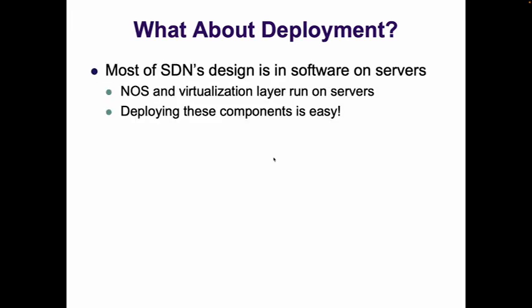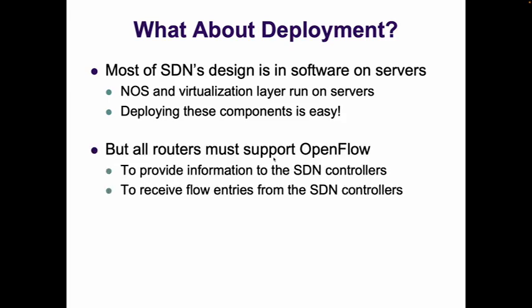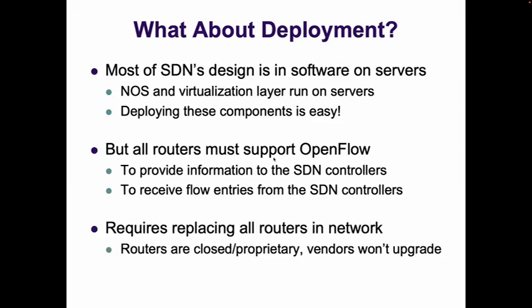So I'm going to speed through this a little bit because I've only got 10 minutes. And I've got 15 slides. So most of SDN's design is in software on the servers, right? So you can deploy that fine. But it's with the assumption that all the routers support OpenFlow. That is, we assume that I can talk to a router and tell it what to do using OpenFlow. Okay? So that requires either replacing all the routers in the network or having them all upgrade.